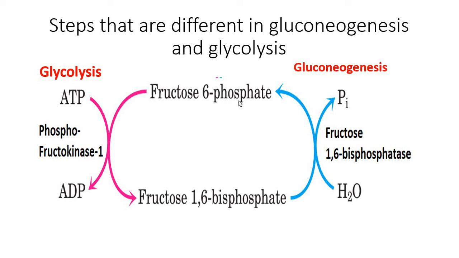Fructose 6 phosphate has only one phosphate group, and when you add the phosphate group it becomes fructose 1,6 bisphosphate. And in this case the phosphate group is removed, fructose 1,6 bisphosphate to fructose 6 phosphate. The removal of the phosphate is done by the family of enzymes called phosphatase. That's why the name is fructose 1,6 bisphosphatase. So this is the second step where these two pathways differ.